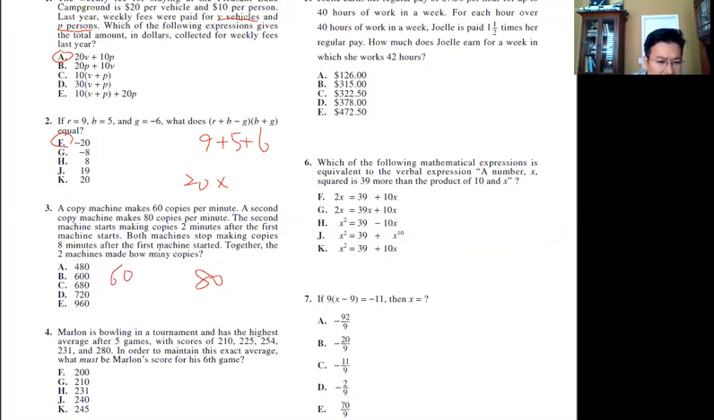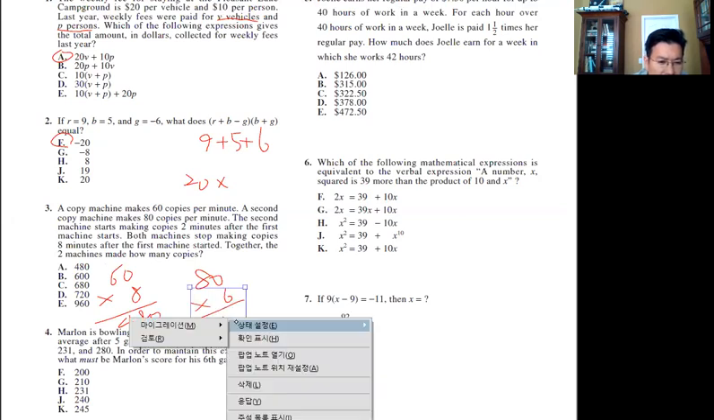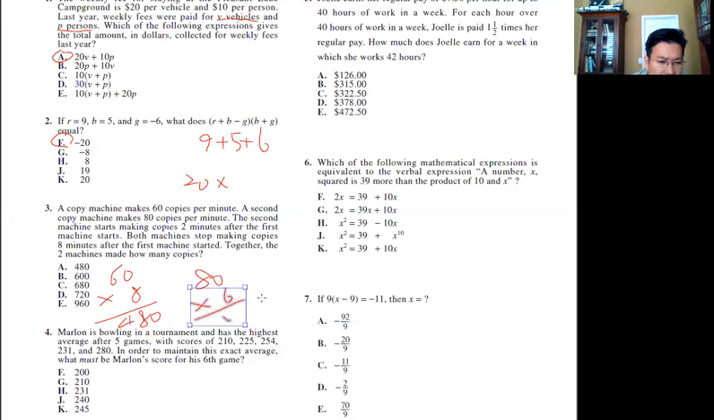Okay. So altogether, it says 8 minutes, right? So the first one goes 8 minutes, so times 8, 480. And the second one started making copies 2 minutes after the first one, so it's only 6 minutes. Another 480, oops, what is this? Another 480. So together, 960.